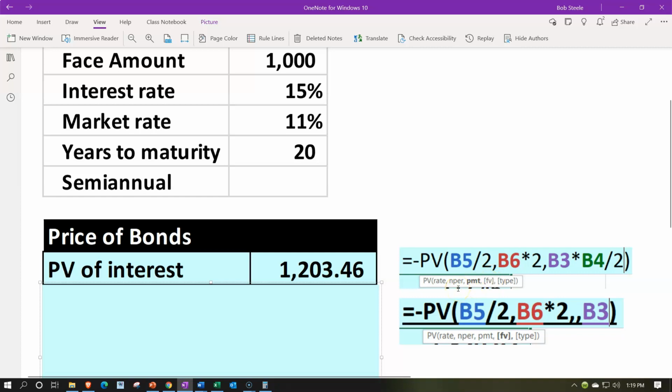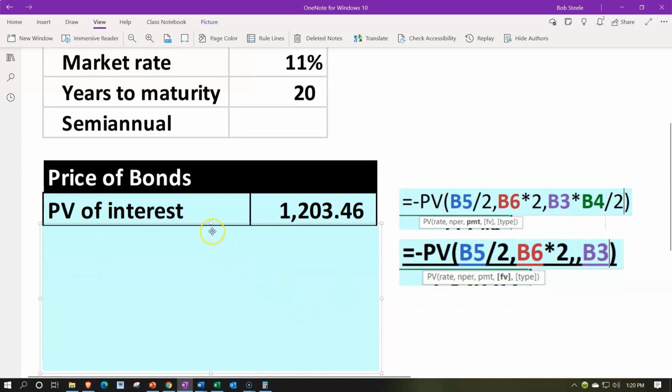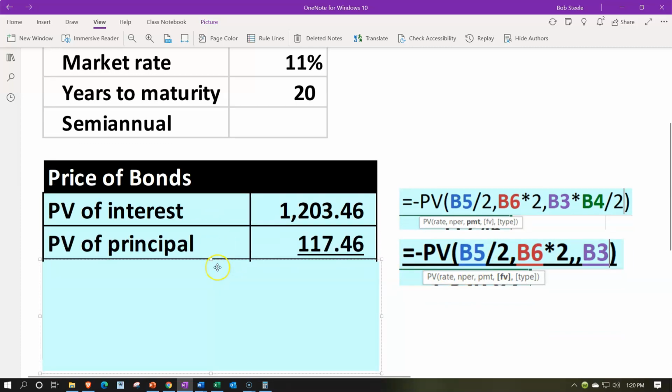The number of periods would be 20, but once again, we're looking at 6-month periods, and 20 is in years. So we'll take the 20 times 2, or 40, to get to the number of periods, which would be 40, comma, and then the payment. The payment is going to be the $1,000 times the coupon rate, which would be 15%. But once again, that 15% is a yearly rate, so you would take that and divide it by 2. And that present value would give us the $1,203.46.